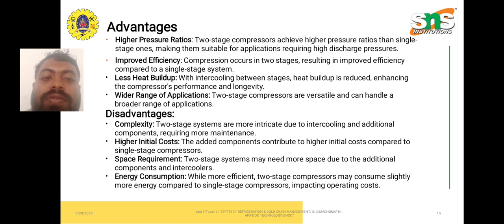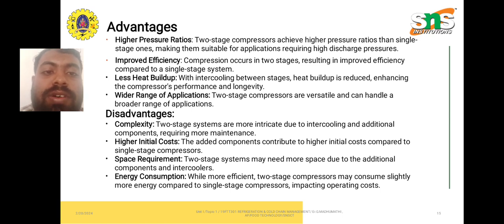Disadvantages: there are four, namely complexity, higher initial costs, space requirement, and energy consumption. Complexity: two-stage systems are more intricate due to intercooling and additional components, requiring more maintenance. Higher initial costs: the added components contribute to higher initial costs compared to single stage compressors. Space requirement: two stage systems may need more space due to additional components and intercoolers. Energy consumption: while more efficient, two stage compressors may consume slightly more energy compared to single stage compressors, which impacts operating costs.